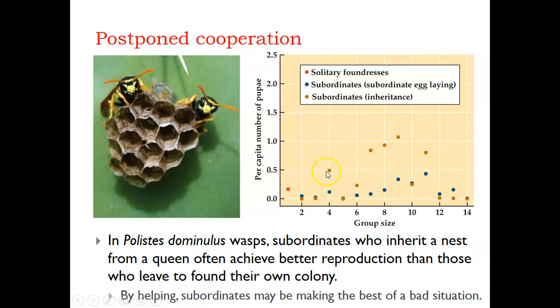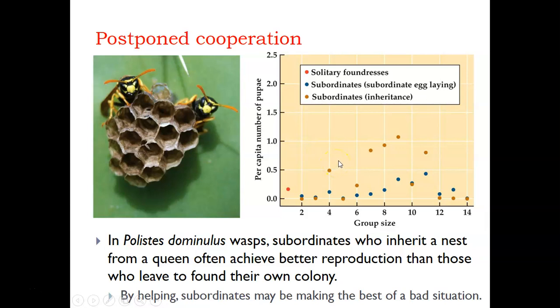Your mean per capita number of pupae, the number of offspring that you're able to produce, is massively higher. And so in addition to getting a small benefit just by helping, by being able to lay some of your own eggs, you get a postponed benefit, which is shown up here, by sometimes getting to inherit that nest from the dominant female. And at that point, that's when your real payout to all the help you've been putting in all that time comes into play.